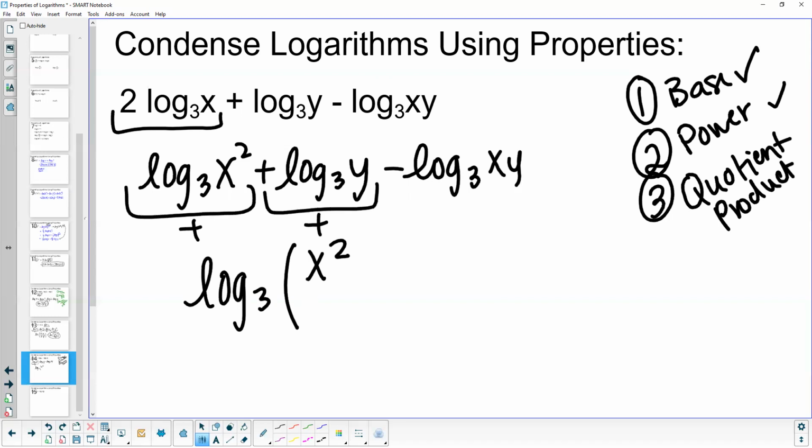This term here is positive, so it's going to be on top. This term here is negative, so it's going to be on bottom. Now you may be noticing that we've got an x squared and a y on top and an x and y on bottom. So how does this relate?